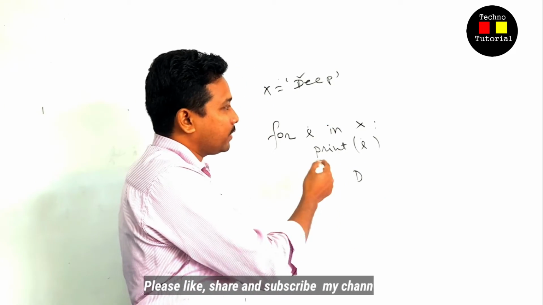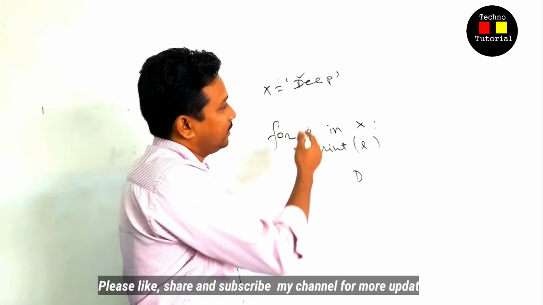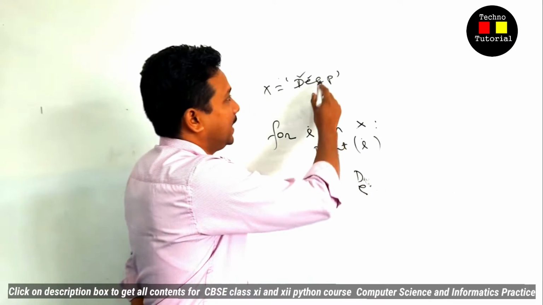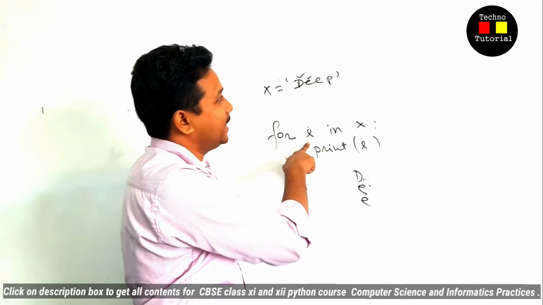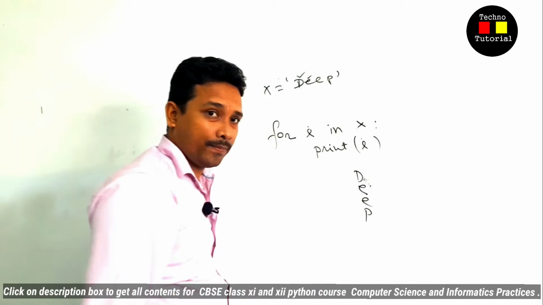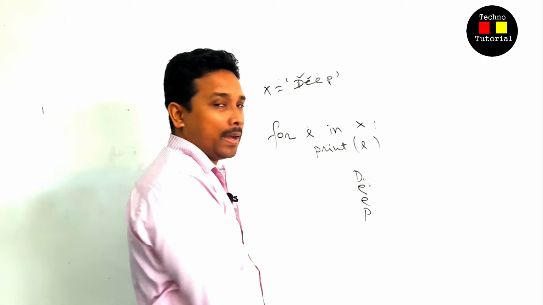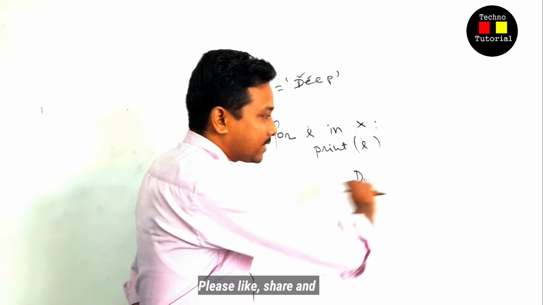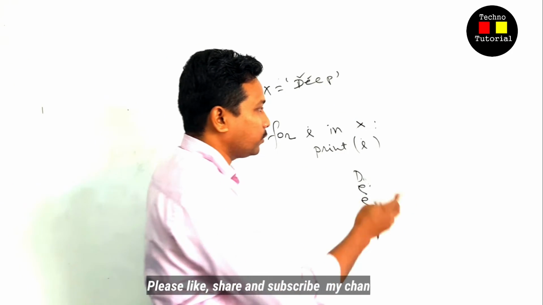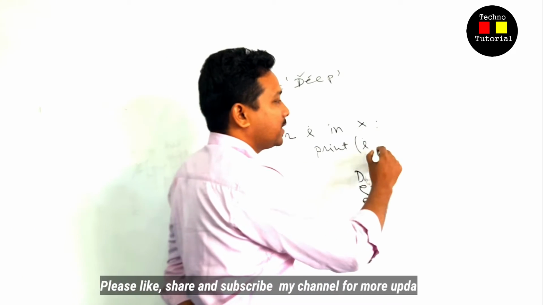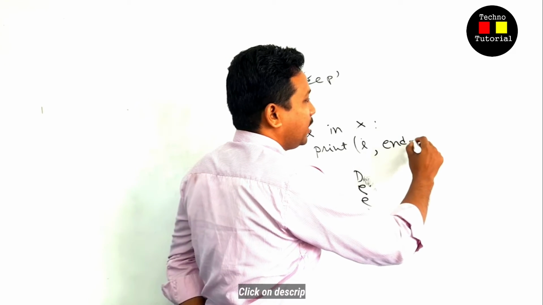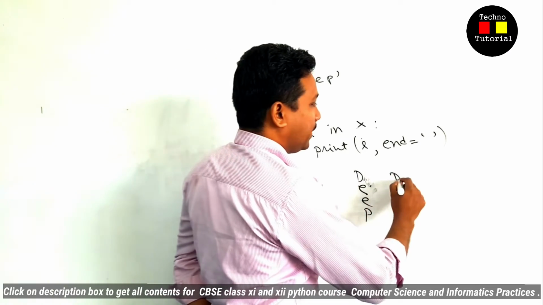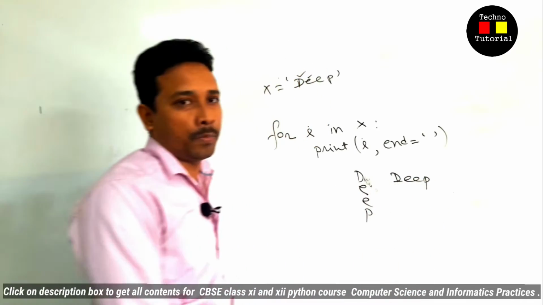Now again the loop will increase, the next value will come. The next value is E here, so E will come, then again E, then the last value of i is P. So here P will come. Understood? So like this it will come as DEEP. If you want to bring the values in the same line, as you already did in the while loop, what to do? The same thing you have to do here in the print statement: just give one comma and write end equal to opening and closing single quotes, then the values will come D E E P. So that will be the output here.